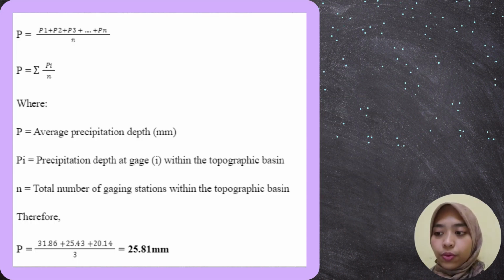Okay, so this is the formula to calculate the average precipitation using the arithmetic mean method, where P is equal to the summation of Pi divided by N, where P is the average precipitation, Pi is the precipitation depth at a gauge within the topographic basin, and N is the total number of gauging stations within the topographic basin. Therefore, P is equal to 31.86 plus 25.43 plus 20.14 divided by 3. Then we will get 25.81 mm.